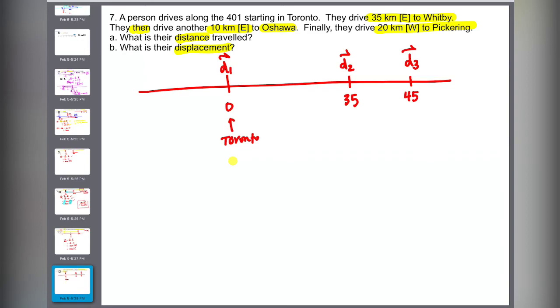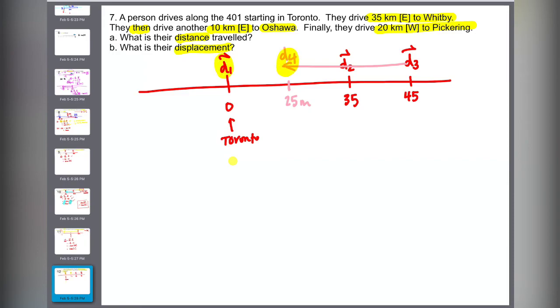Okay, and then they drive 20 kilometers west to Pickering. So now from here, I'm just going to use another color. So from here, they travel 20 meters. This is 20 meters. The little pink thing is 20 meters. So I'm like right here. What is the number right now? Okay, I was at 45. I now travel 20 towards the other direction. Is it okay if I say I am at a 25? And I am now at D4.